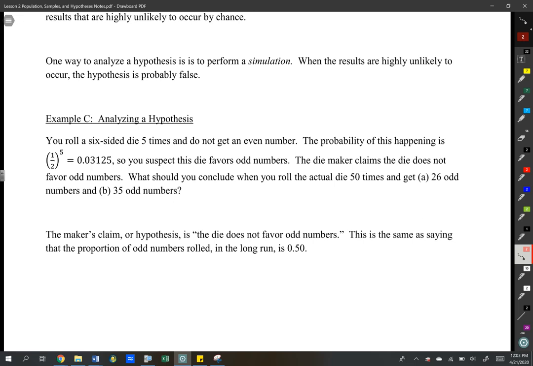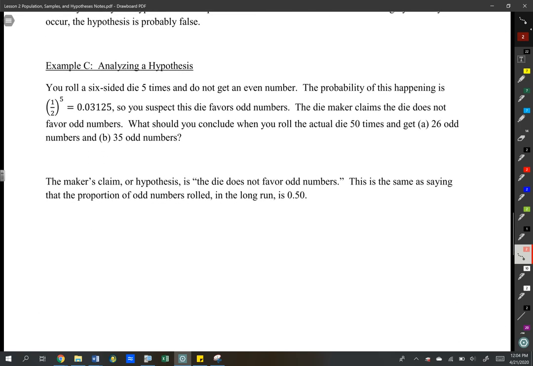The die maker claims the die does not favor odd numbers. What should you conclude when you roll the die 50 times, or when you roll the die 26 times, or when you roll the die 35 times? All right, so we're going to take a look at that. The maker's claim or hypothesis, first of all, our hypothesis in this case is the die does not favor odd numbers. This is the same as saying that if you kept rolling this die over and over and over, in the long run, you would get odd numbers about 50% of the time.